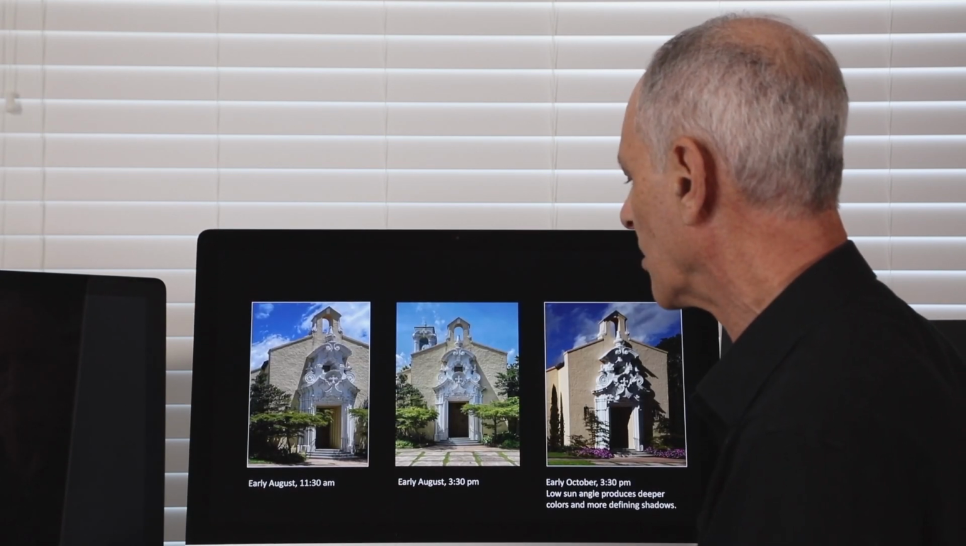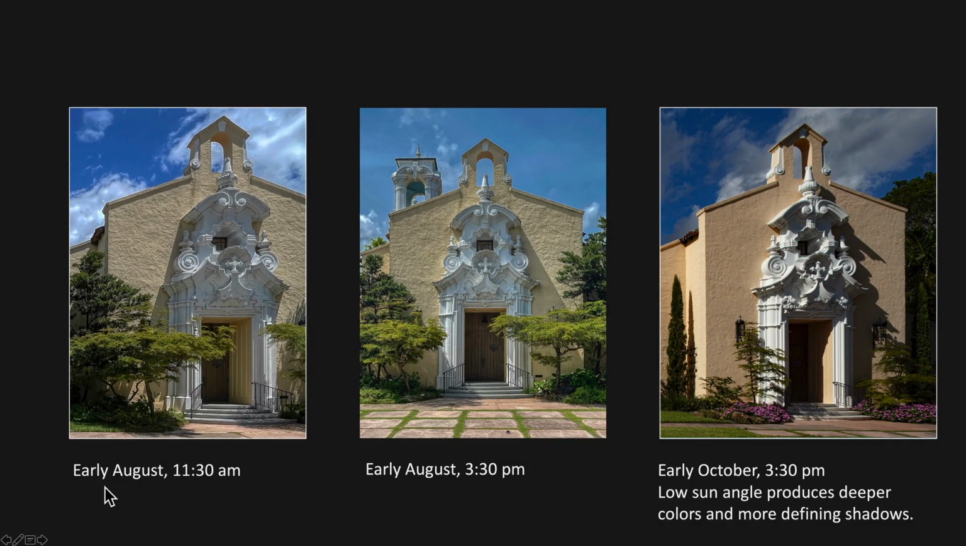So let's just take a look here. This is the church, early August, 11:30. The sun has come around a little more. You can see how long and deep these shadows are. The sun has moved around to about 3:30, still skimming the surface. I don't really have the kind of shadows that I like.